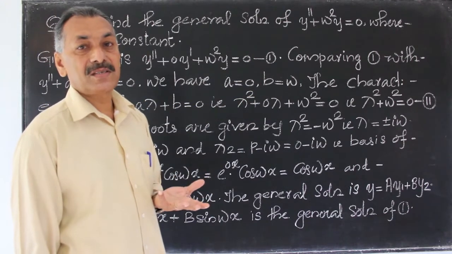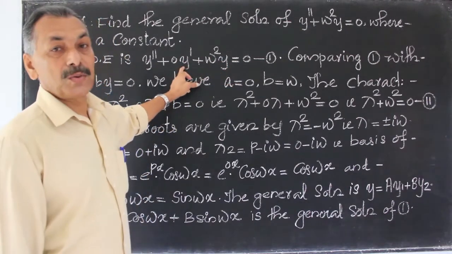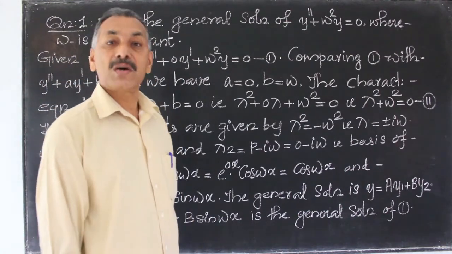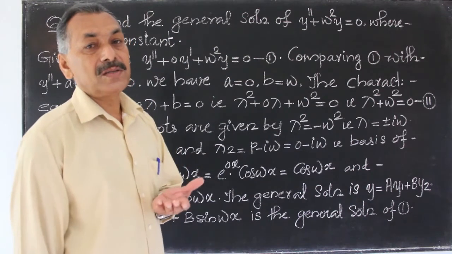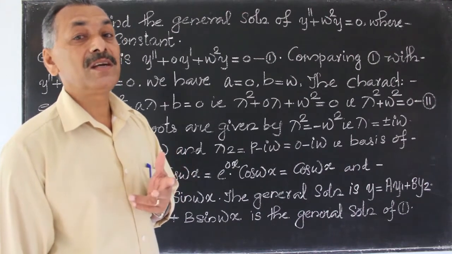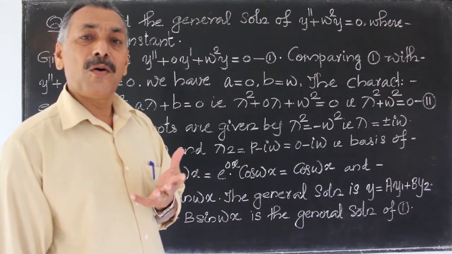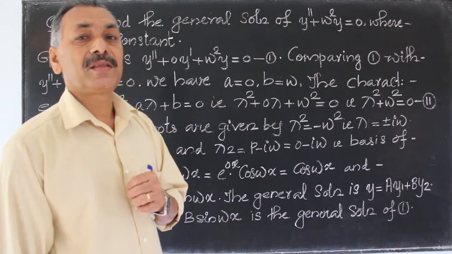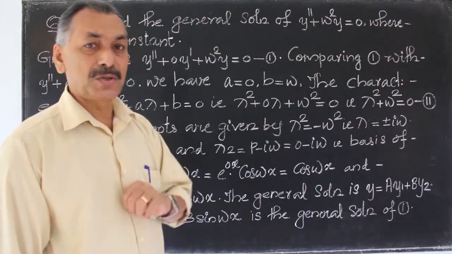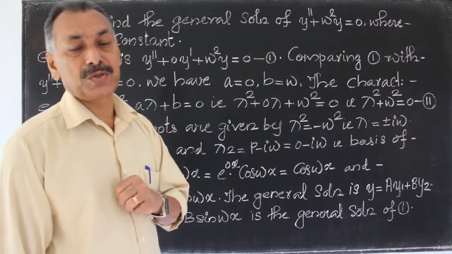What are the coefficients? The coefficient of y is ω², of y' is 0, and of y'' is 1. That means the coefficients are constants. So the given problem is a second order homogeneous linear ordinary differential equation with constant coefficients. What is the general form of such an equation? The general form is y'' + ay' + by = 0.